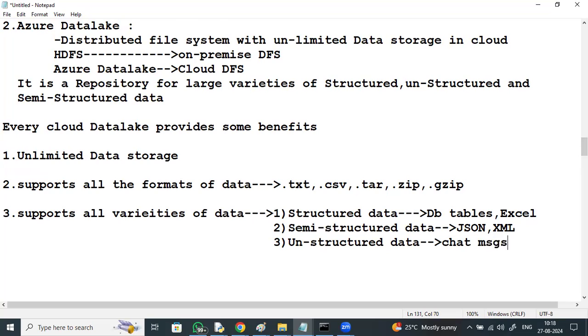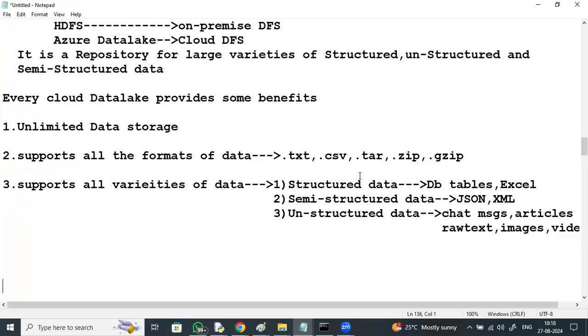Unstructured data is chat messages, any kind of articles, raw data or raw text, images, videos, all this, right? So this Azure Data Lake supports all varieties of data, all formats of data, and unlimited data storage.